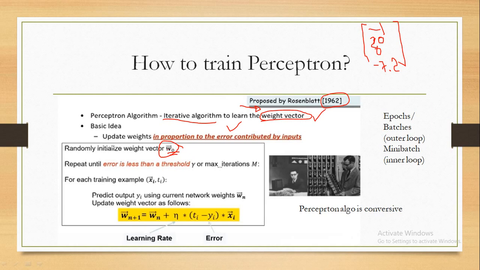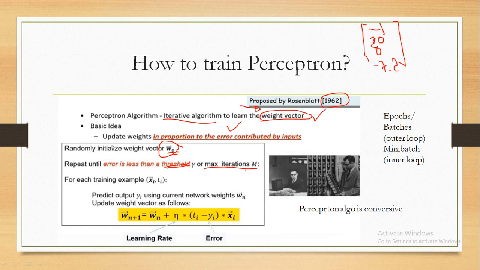Now, what is that? Repeat until the error is less than a threshold. Just ignore this threshold right now. So repeat until we reach the max iterations. Consider I set the max iteration value to 10. So 10 times we have to repeat this thing.